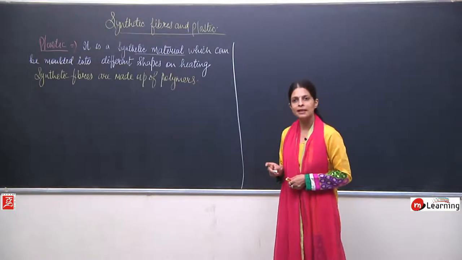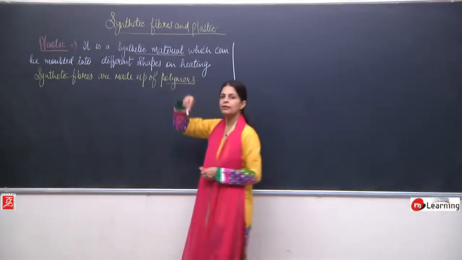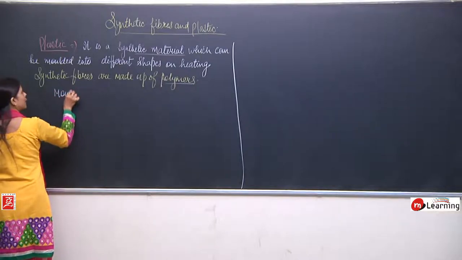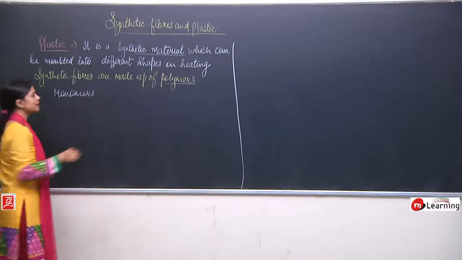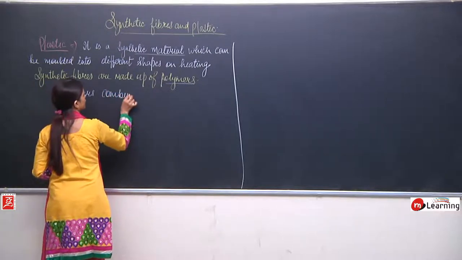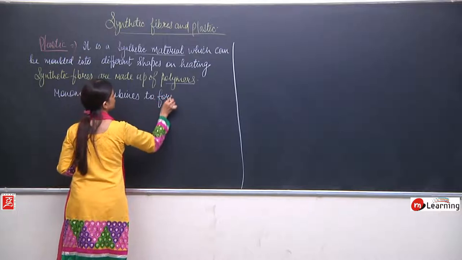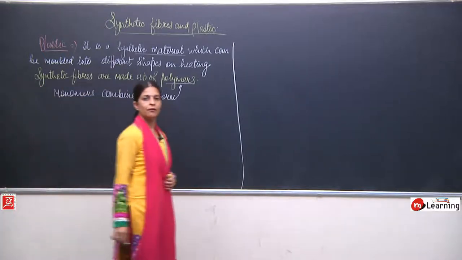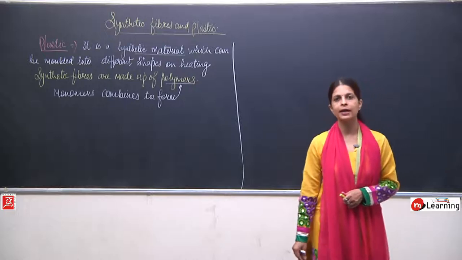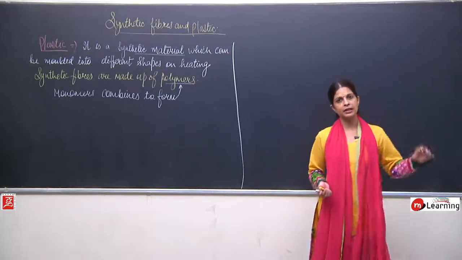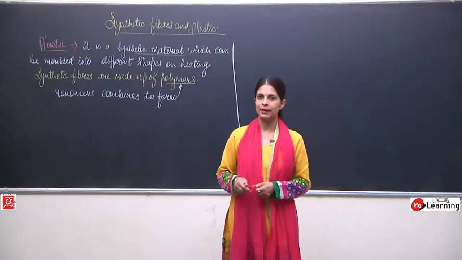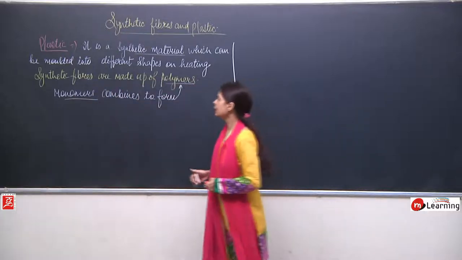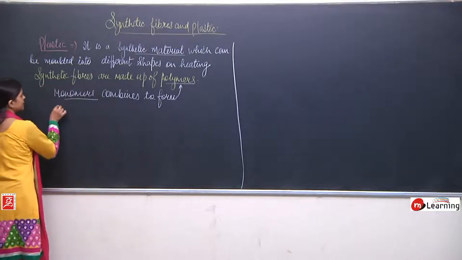This synthetic material, the plastic, is also made up of polymers as all others are. Now, how are polymers made? Polymers are made up of monomers. We have discussed this, so I am not going into detail. Monomers combine to form polymers. We have also discussed that monomers can combine in different ways. They can combine in a straight chain, or in a cross-linked pattern. Here also these monomers can combine in a straight chain, which I can call a linear pattern.